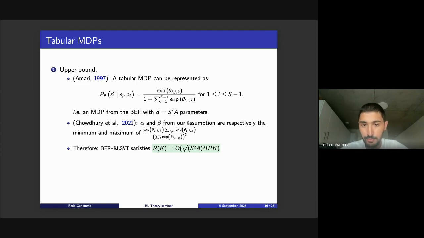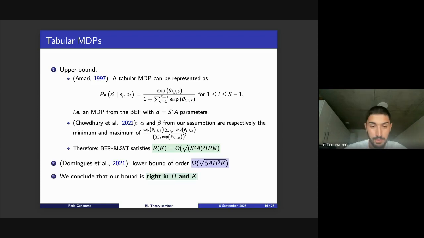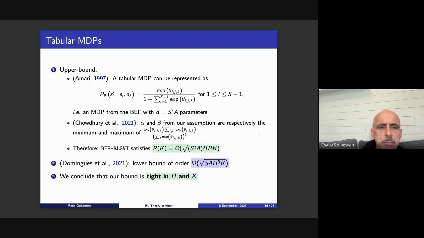So alpha and beta from our assumptions in this specific tabular case are the minimum and maximum of these quantities, which just come from this representation of the tabular MDP. So if we assume that this has a minimum value that is strictly positive and a maximum value, actually this has a maximum value, I think, which is 1/4. We just need in this case to assume that it has a minimum value. Then our algorithm satisfies this bound, which is proportional to this quantity times h³ k.